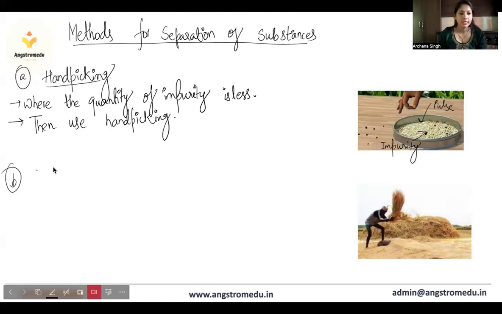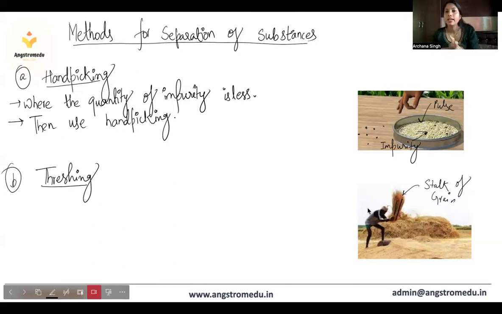Now the next one is threshing. Okay, the next method for separation of substances is threshing. If you see this man, what he is doing, he is having a stalk of grain. Now what is a stalk? This thing, this stick, basically. If you have seen wheat or rice, it is a very long thing, right? And at that end part, the grains will be attached. It can be either your wheat or your rice.